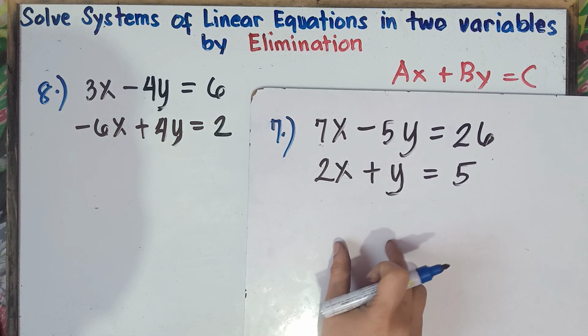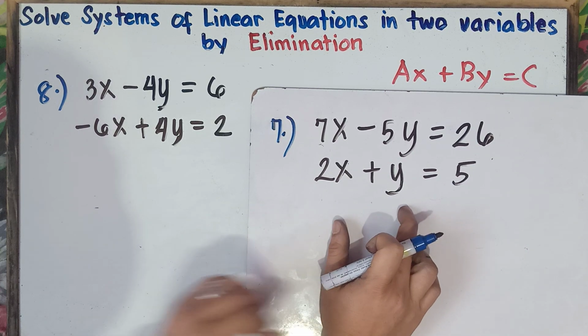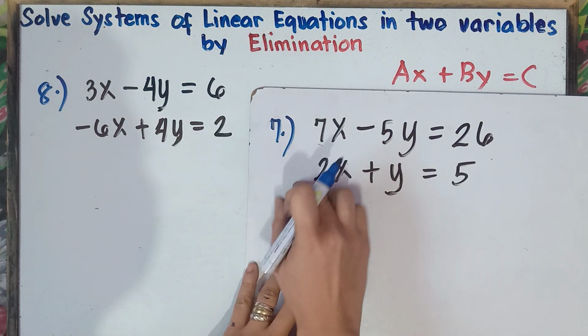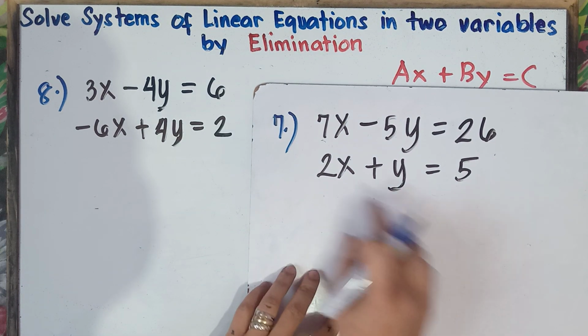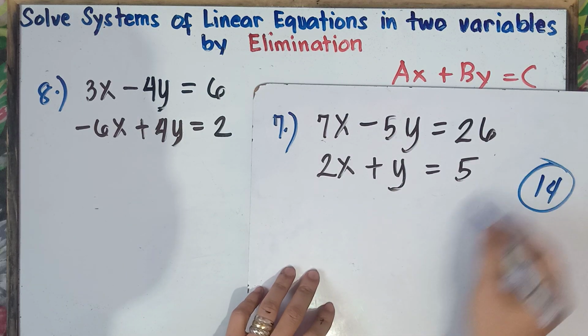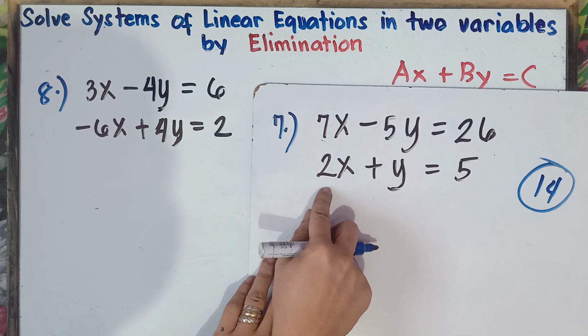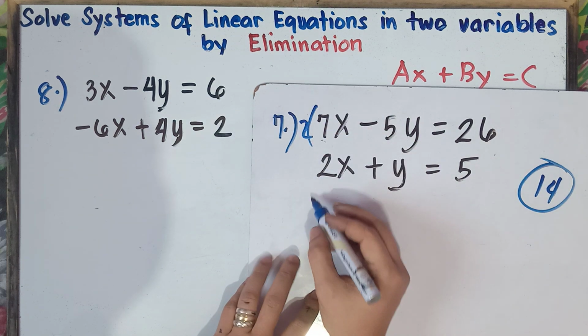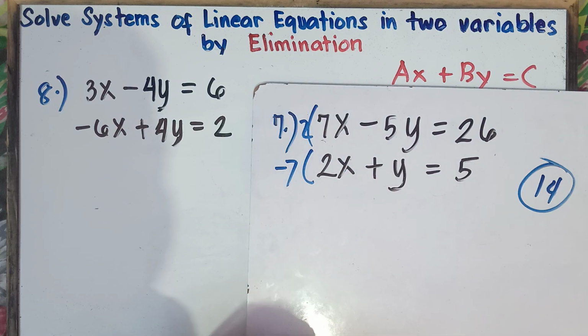So, I will give you a clue, class, for example number 7. It's better for you, class, to eliminate y. Because if you want to eliminate x, the LCM of 7 and 2 would be 14, right? Therefore, you want to make this one into 14. You want to make this one into 14. Therefore, you multiply this one by 2, and then you multiply this one by negative 7, right?